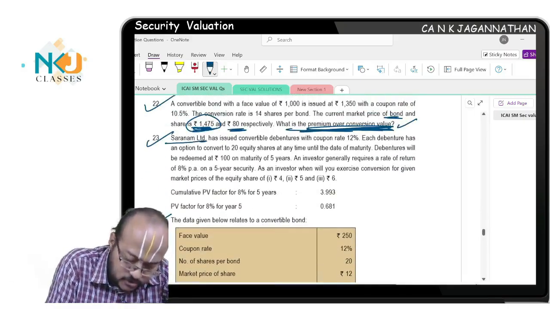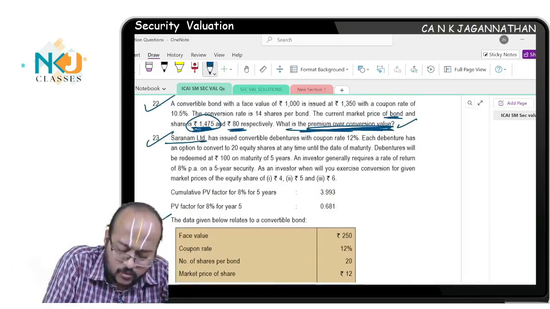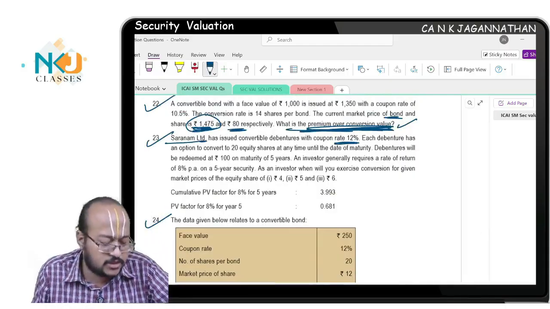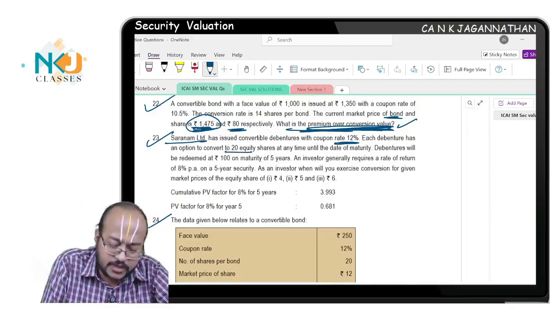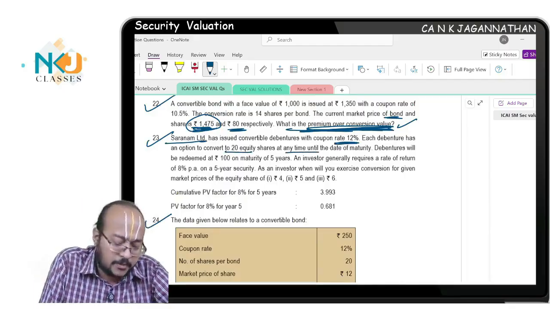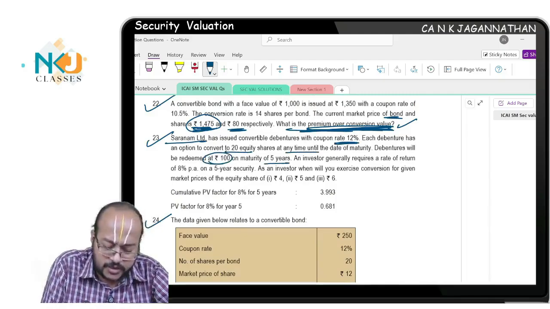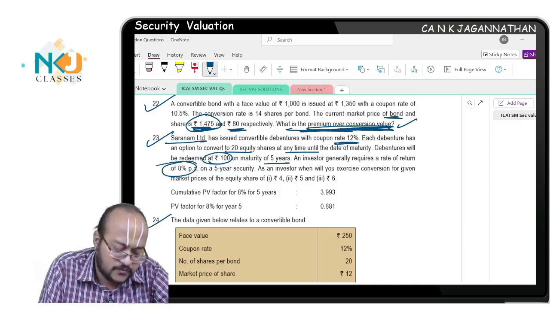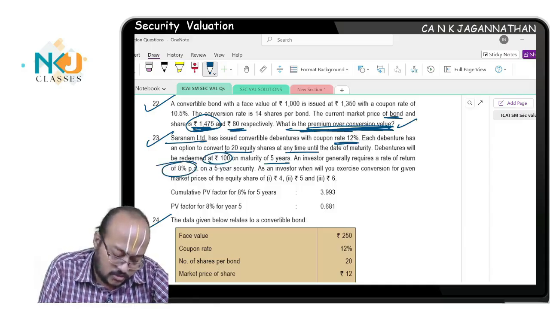Saranam Limited has issued convertible debentures with a coupon rate of 12%. Each debenture has an option to convert into 20 equity shares at any time until the date of maturity. Debentures will be redeemed at 100 on maturity after 5 years. An investor generally requires a rate of 8% per annum on a 5-year security.